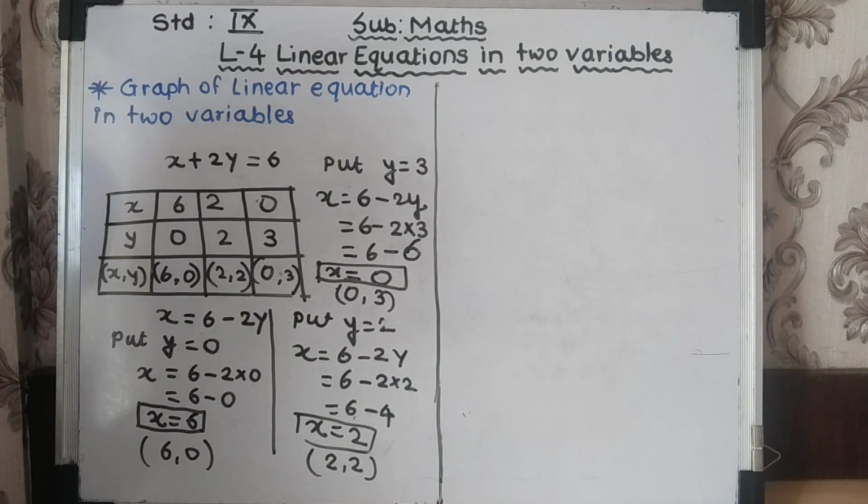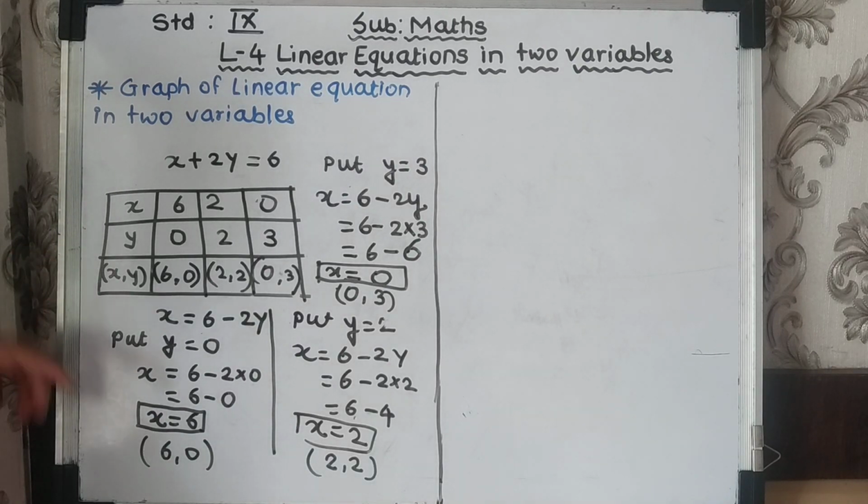Now this is what we have got. Let us plot these points on a graph paper. How will we get this line? Let us see whether we get a curved line or a straight line. Let us see.